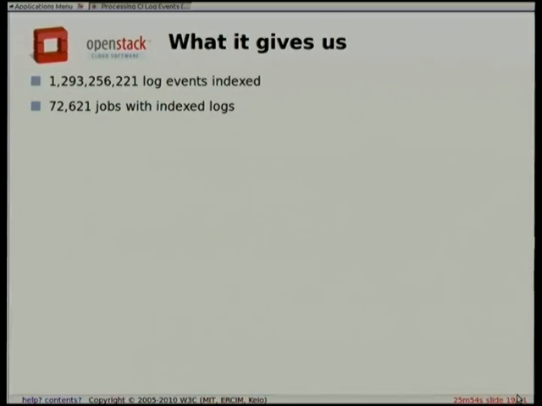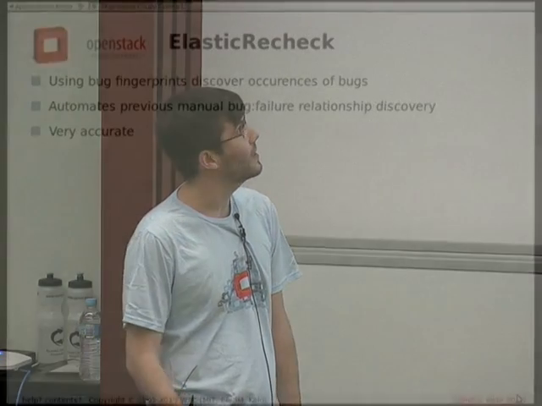So what has this given us? Those are numbers from yesterday around lunch. 1.2-ish, 1.3 billion log events were indexed at that time from 72,000 jobs. And they're all queryable through a public REST API or through the Kibana web UI, which is great, because it means people can build tools like ElasticRecheck.